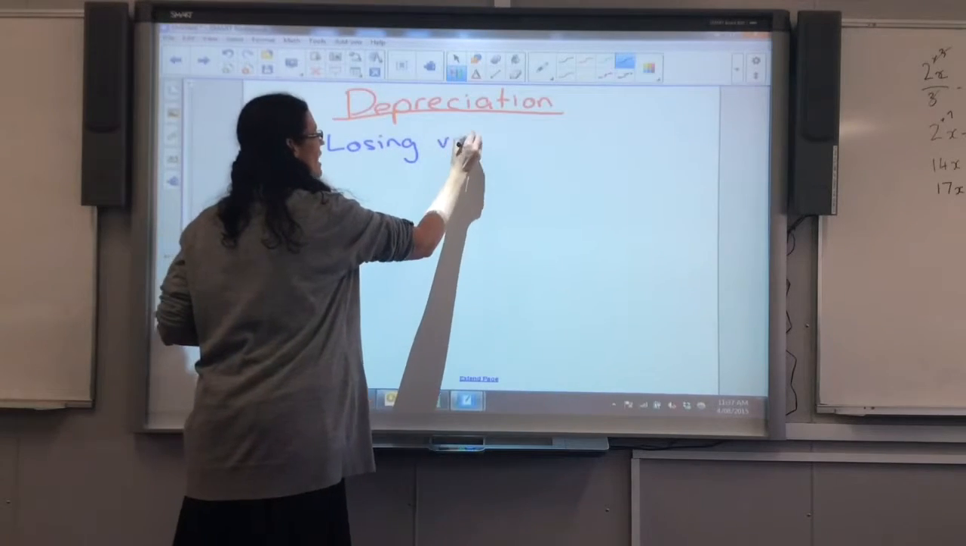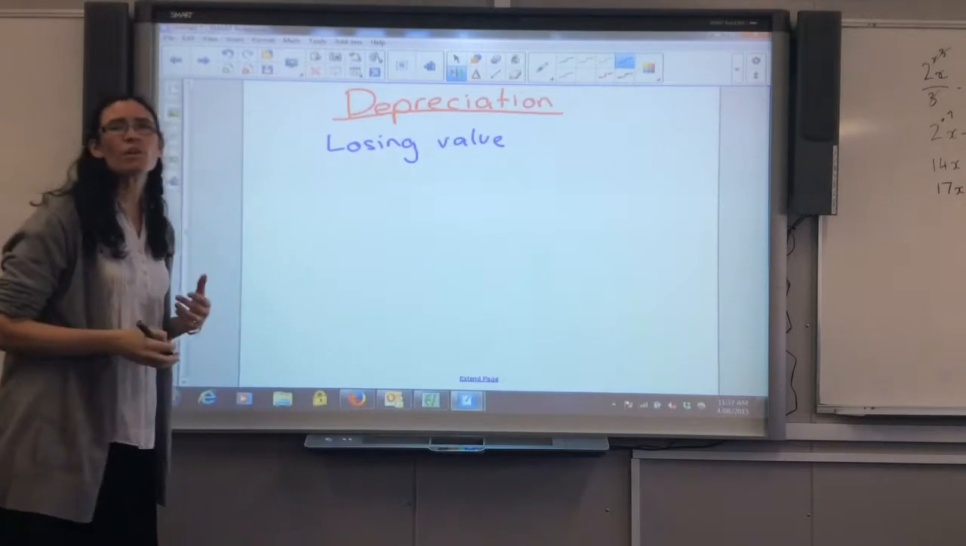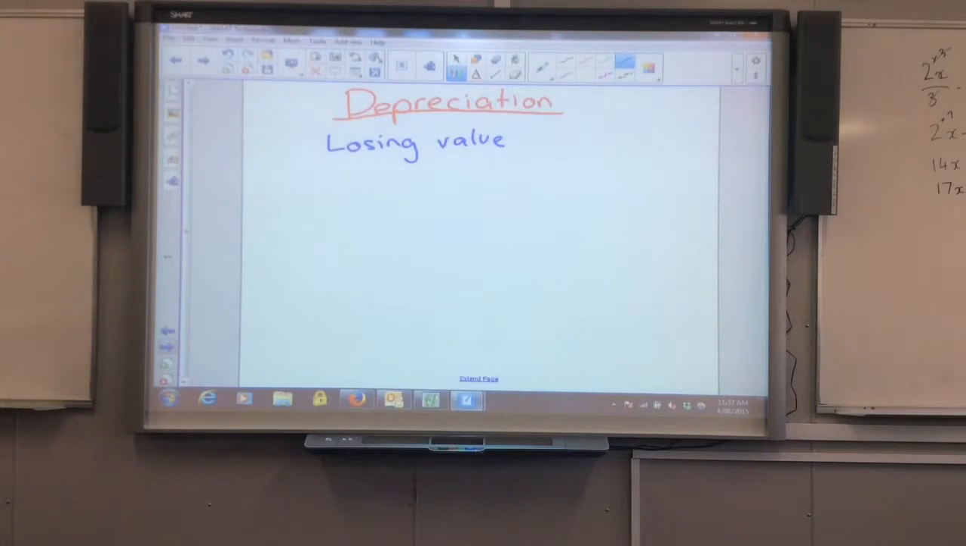So it's losing value. When you buy a new car, the second you drive it out of the dealership, it depreciates in value. It is worth less than the day you bought it. There are exceptions. Some vintage cars will not depreciate; they actually appreciate in value. They're special cars, but generally they depreciate. So what we're looking at today is depreciation.